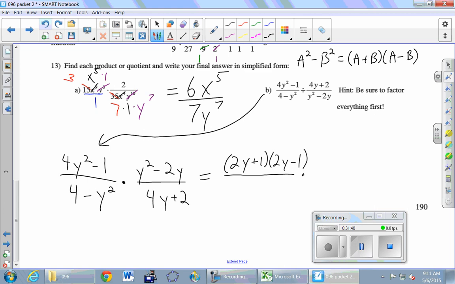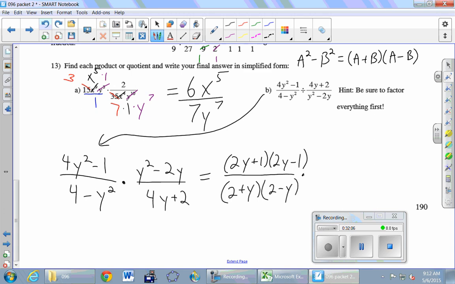Okay, downstairs, 4 minus y squared is yet another difference of two squares. 2 plus y, 2 minus y. By the way, at this early stage, are any of those things cancelable now that we've factored? Are any of them exactly the same as each other? No, there are parts that look similar, but none of those are the same. None of those are going to cancel with each other.